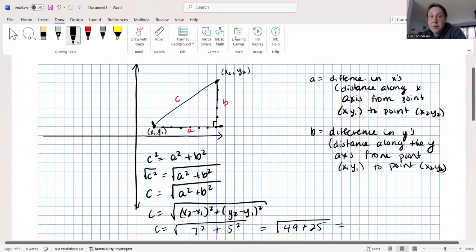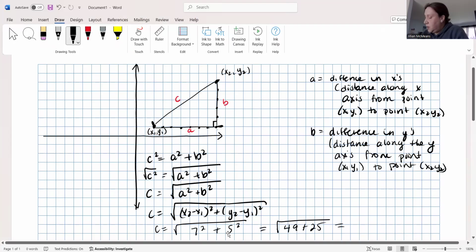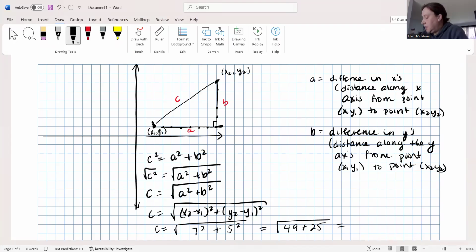Let's go to the calculator really fast. So then we could say, okay, we've got the square root of 49 plus 25, and we get 8.6, we'll say approximately. So if we were to go back here to our graph paper, we would say that this is approximately, let's go ahead and make it approximate because we did have to round.